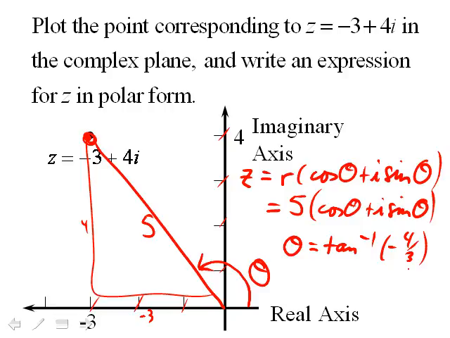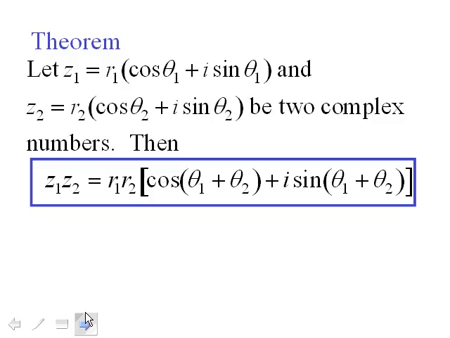Why would you want to write things in polar form? Well, it turns out that polar form makes some operations of arithmetic lots easier. The process is captured in this theorem. Suppose you've got 2 complex numbers, z1 and z2, and the complex numbers are available in polar form. So z1 has a magnitude and an argument, and z2 has a magnitude and an argument. So that's what they look like in polar form.